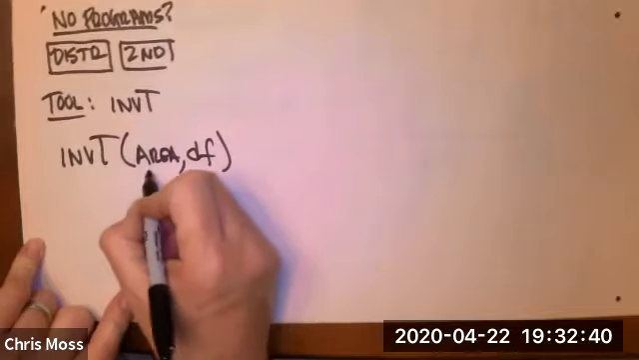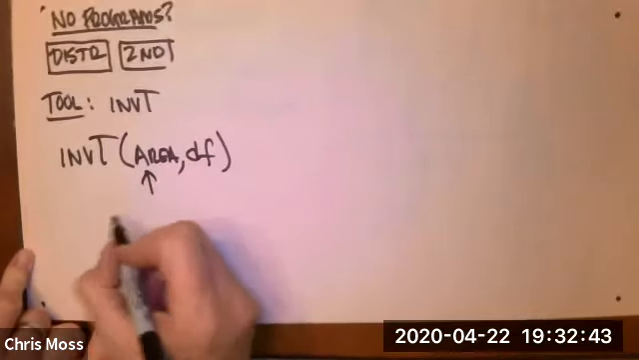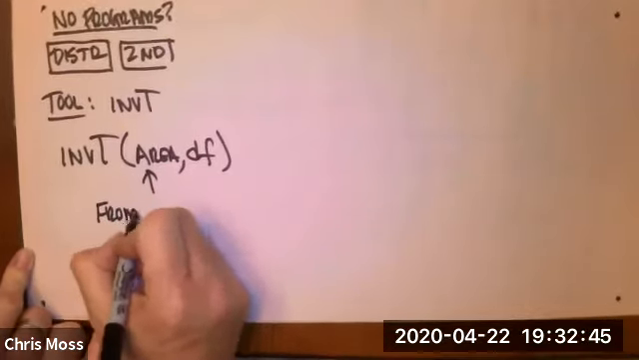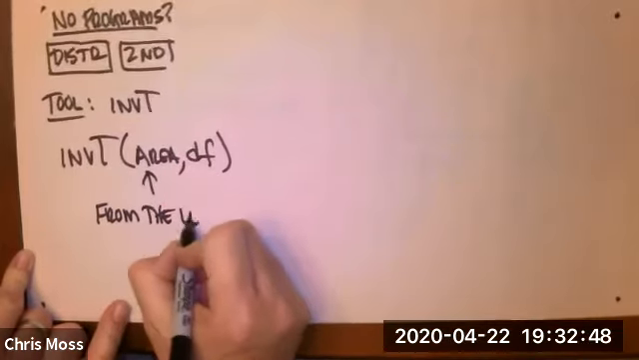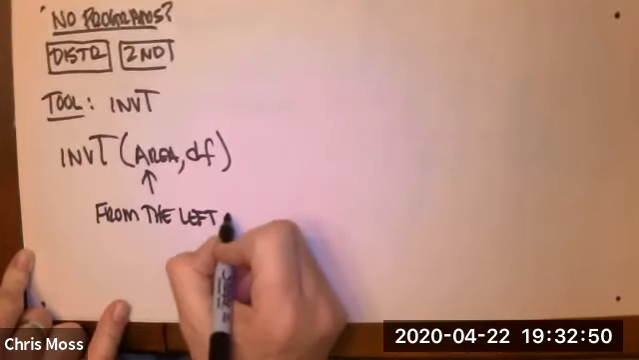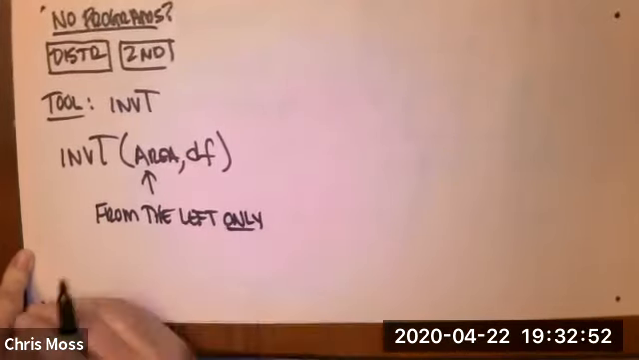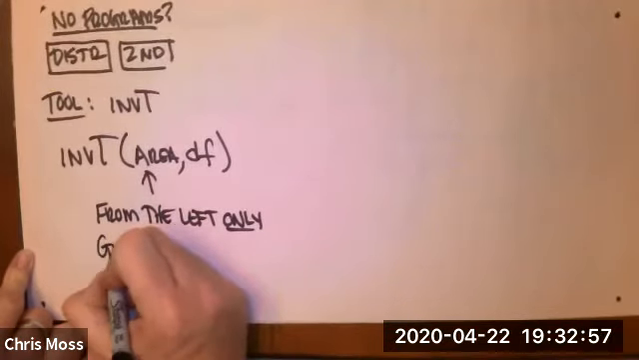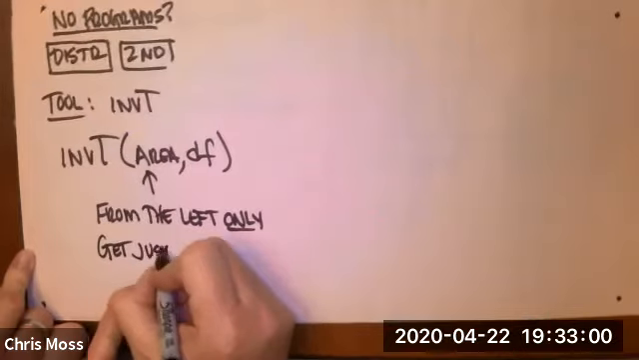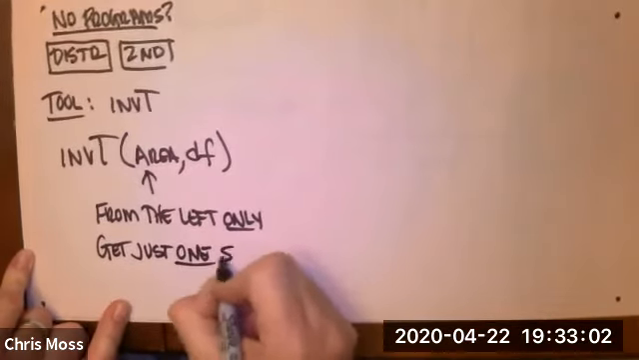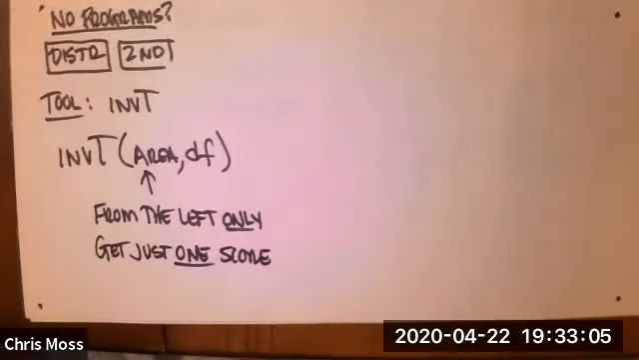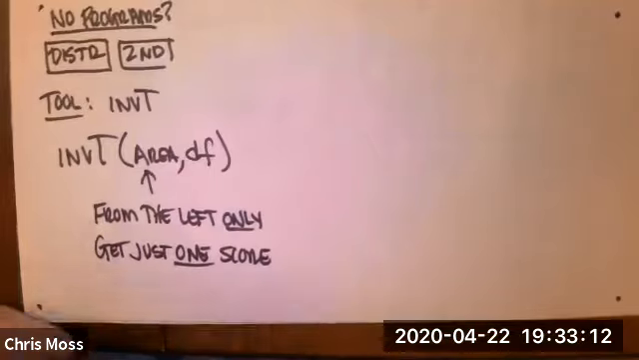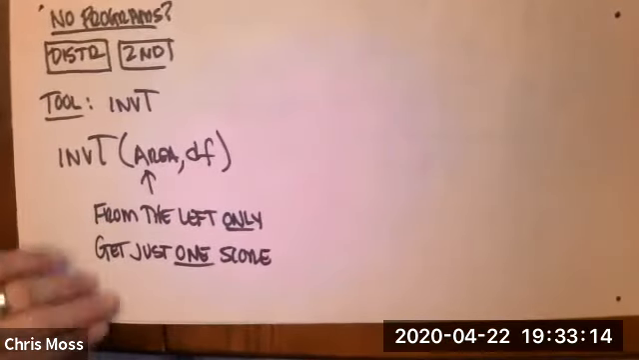Here's the deal with the area. It measures area strictly from the left only. Only and always. Because of that, we get just one score. And I'll show you how we deal with that. Now remember, the pictures and everything that we use are designed to help us get through the problem. This really isn't about graphing per se.